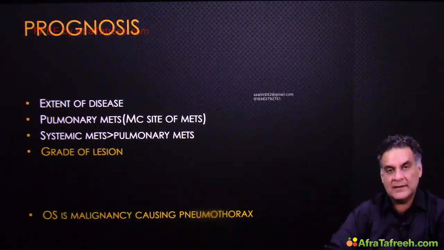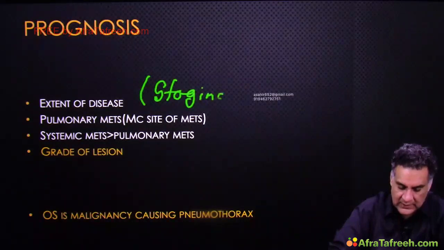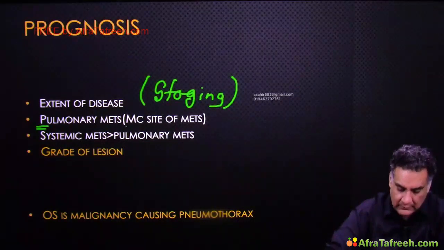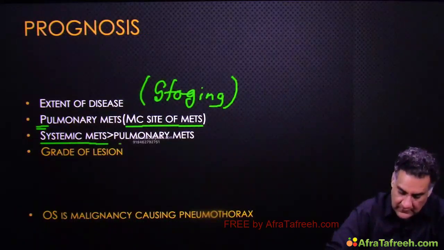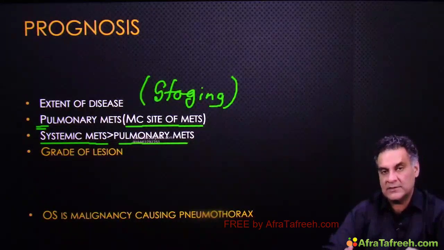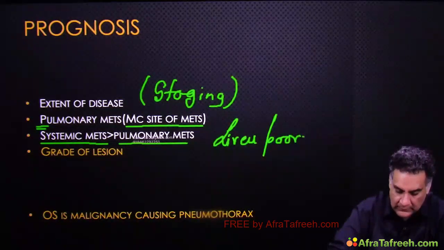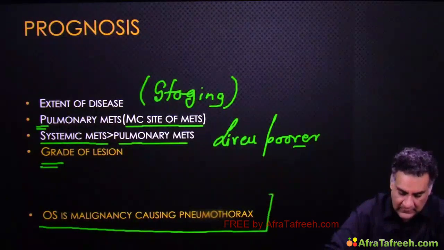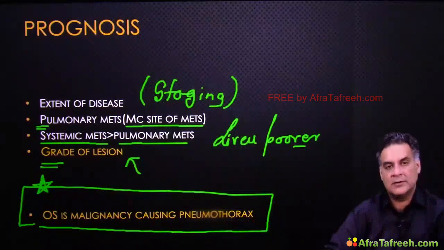Prognosis. Extent of disease means staging. The higher the stage, the poorer the prognosis. Pulmonary metastasis is the most common site of mets, poor prognosis. Systemic metastasis and pulmonary metastasis, both are there. If there is a patient with liver mets and one patient with lung mets, the one with the liver mets will have poorer prognosis. Higher the grade, poorer the prognosis. Osteosarcoma is a malignancy associated with pneumothorax. Why grade is coloured? We will talk about it.